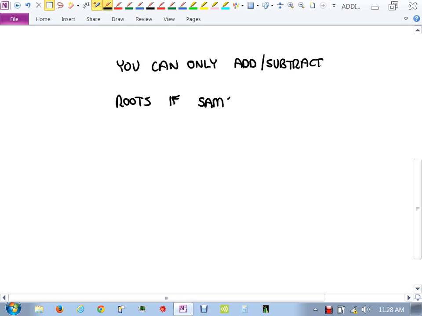Okay. So you can only add or subtract roots if same nth root and same radicand. Now, the thing is, you're asking for kind of an explanation, a general, how does this work?